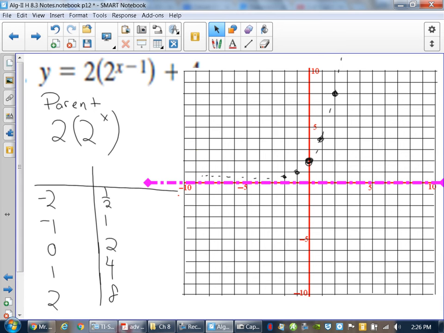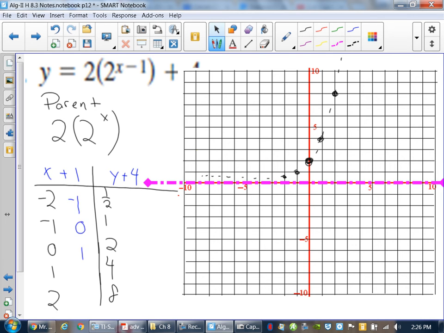Up 4. So that means that to all of my x coordinates, I have to add 1. And I'm going to take my y values and add 4. So I get negative 1, 0, 1, 2, and 3, 4.5, 5, 6, 8, and 12. And I've just listed my next 7 ordered pairs. A lot of people find it much easier to list the ordered pairs before you do anything else.